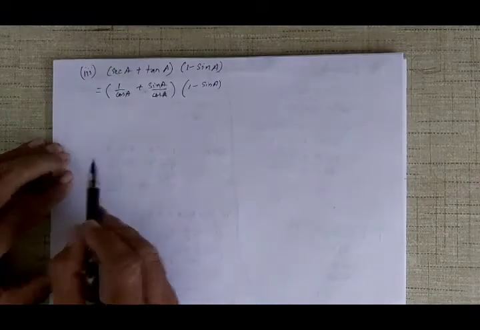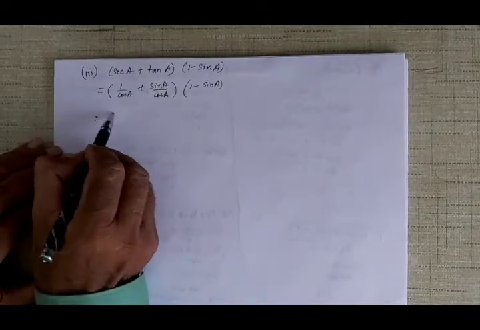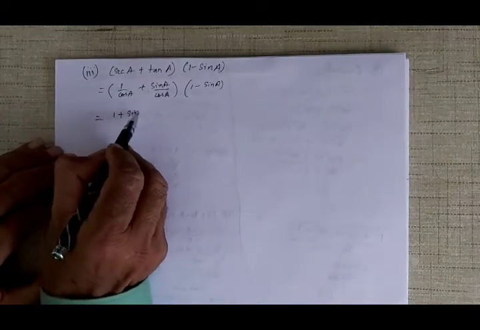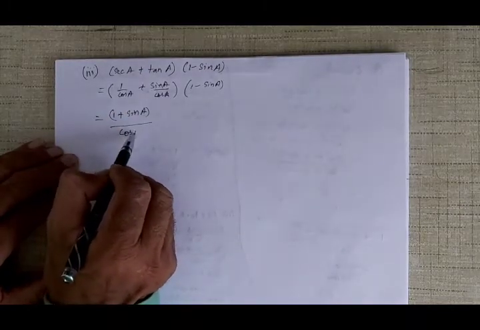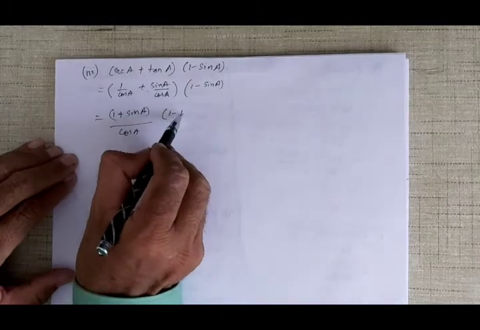Now I have converted everything into sine and cos. Take cos as LCM. So I get 1 plus sine A upon cos A, into 1 minus sine A.